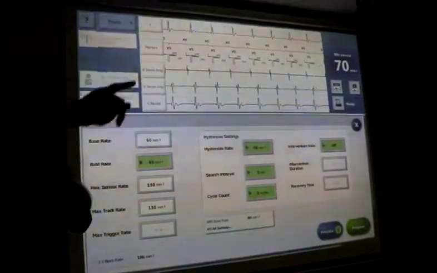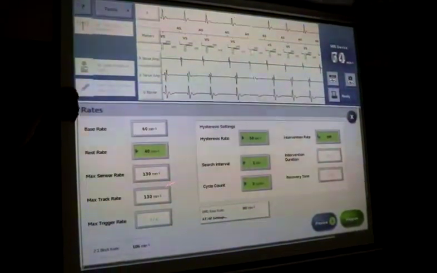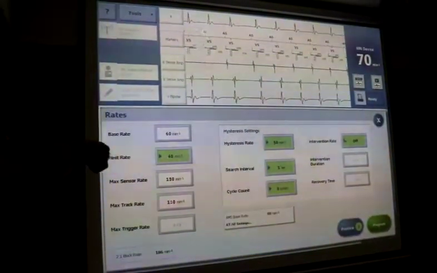Okay, so this is optimized. I think this will help her. It will reduce atrial pacing burden. Max sensor rate is irrelevant because we don't use the sensor. But the max tracking rate, what are we going to put the max track rate to?